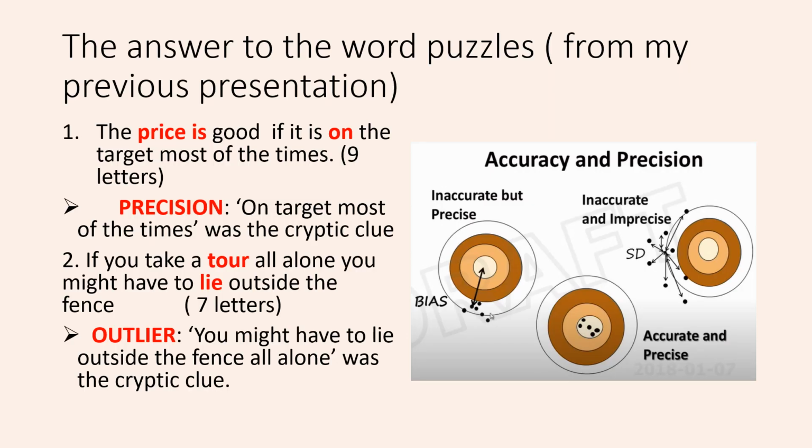In my previous presentation, I had posed two word puzzles. The first one was, the price is good if it is on the target most of the times. The answer to this puzzle is the word precision. On target most of the times was the cryptic clue. The second puzzle was, if you take a tour all alone, you might have to lie outside the fence. The answer to this puzzle is outlier. You might have to lie outside the fence all alone was the cryptic clue.